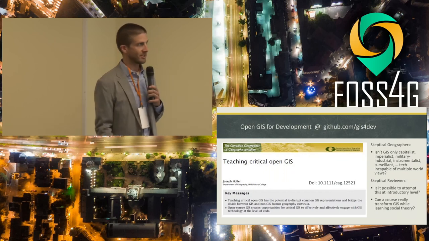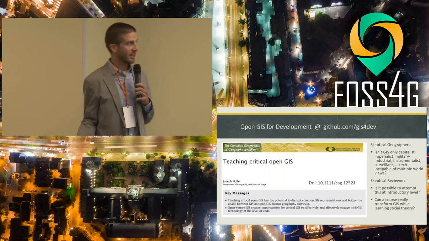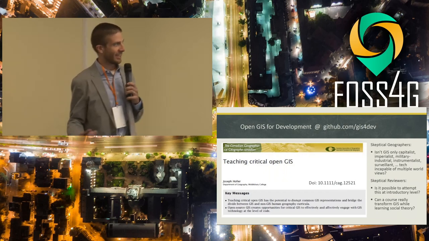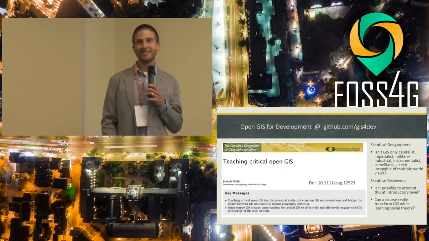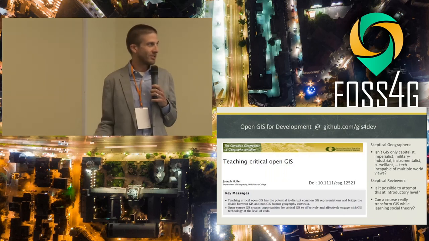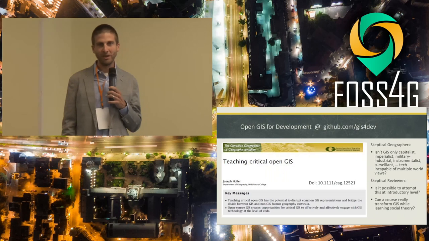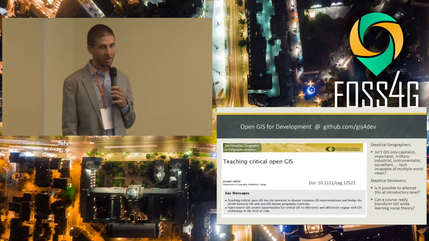Some of the response I got to that from skeptical human geographers was, okay, you're using open source GIS, but isn't GIS still just a capitalist, imperialist, military, industrial, instrumentalist, surveillance technology tool, even though it's open source? How is that so different from the proprietary stuff that we've been using all along?